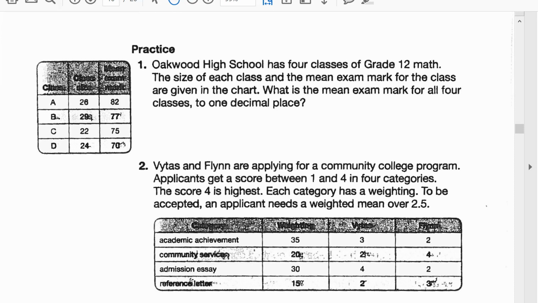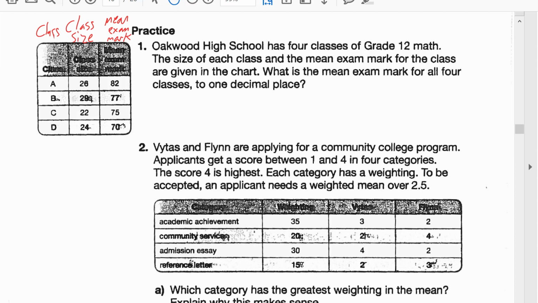So let's take a look here. We got Oakwood High. Oh, this is good, actually. I like this first one. I'll do it with you. So we have a class size, we have mean exam mark, and we have class, if you can't read that.